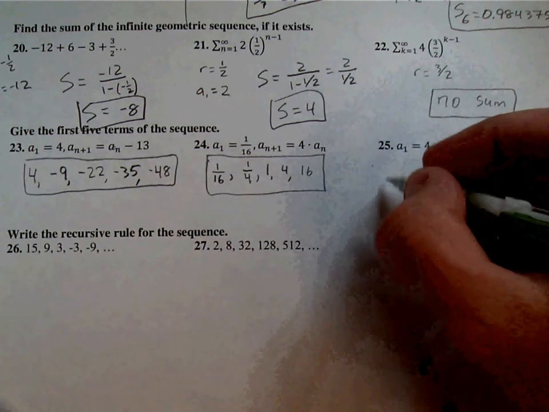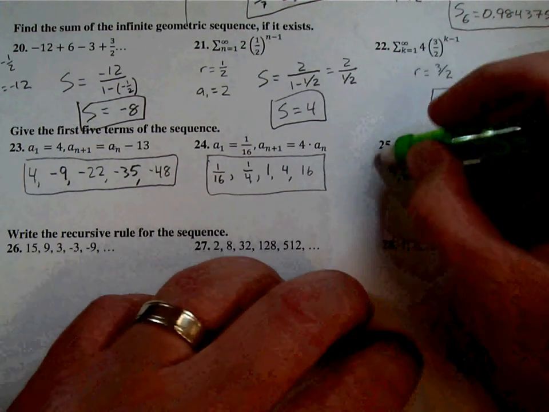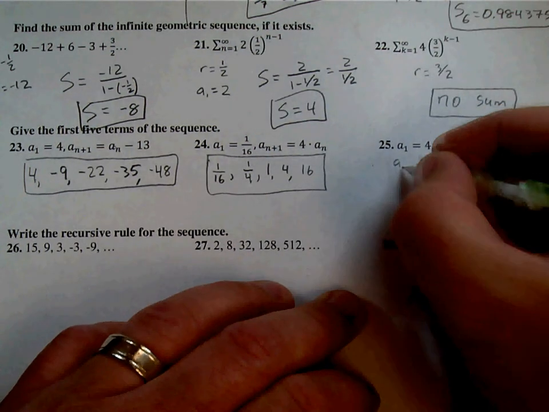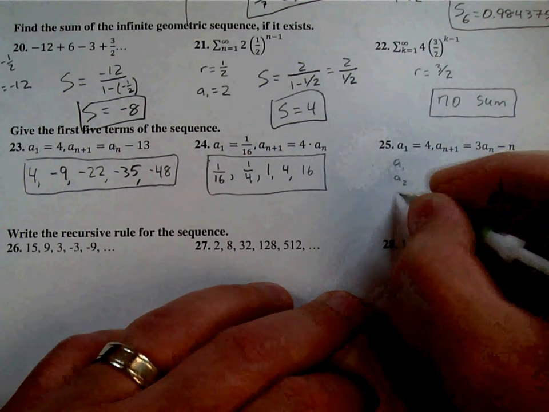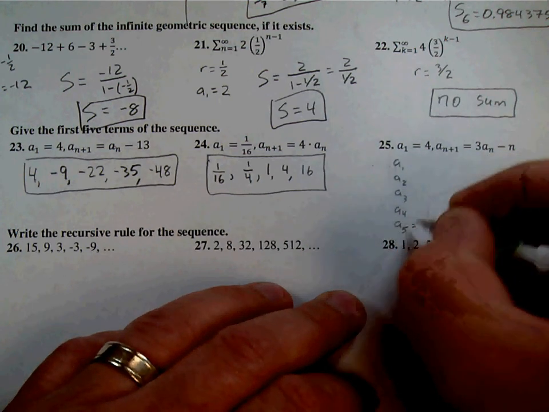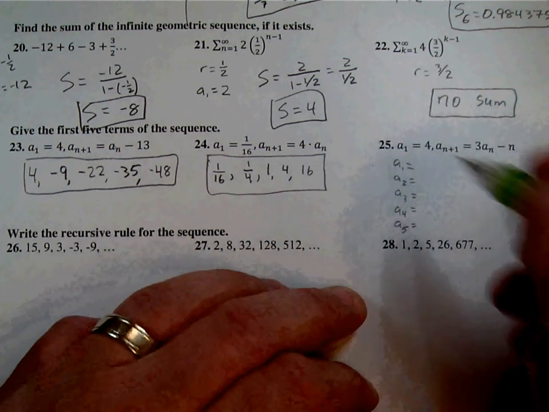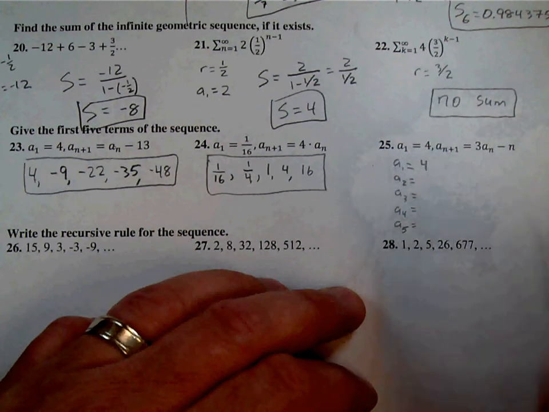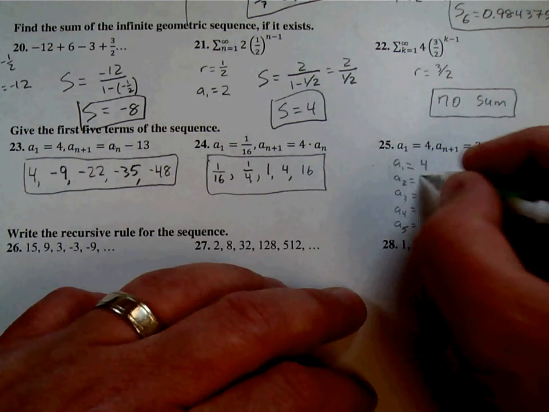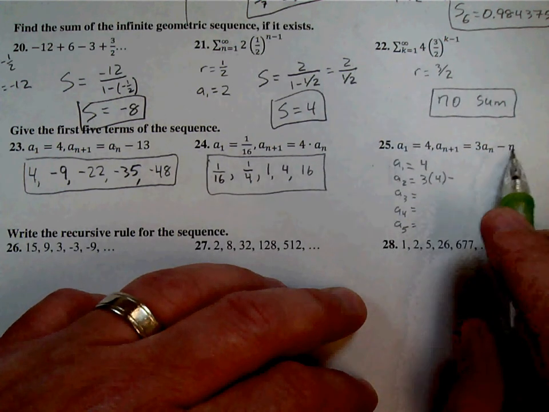Number 25, my first term was 4. This one, actually, I'm going to switch gears in terms of how I'm writing it. Instead of writing it separated by commas, I'm going to use the notation a sub 1, a sub 2, a sub 3, a sub 4, and a sub 5. So the first term was 4. We know that. Now, for the second term, you're going to take 3 times the previous term, being 4, but we're going to subtract from it n.